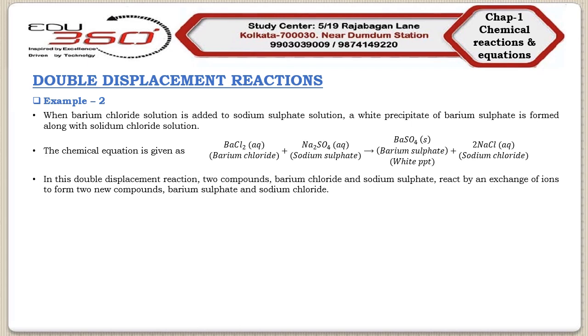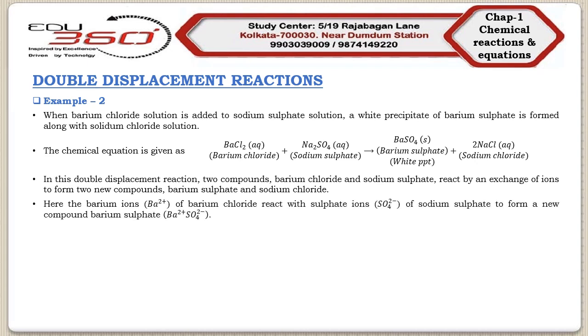So first let us consider the reaction between barium ions and sulfate ions. From the equation we can say that the barium ions, that is Ba2+ of barium chloride, are reacting with the sulfate ions represented by SO4 2- of sodium sulfate, and as a result we are getting a new compound barium sulfate, which is represented by Ba2+ SO4 2-.